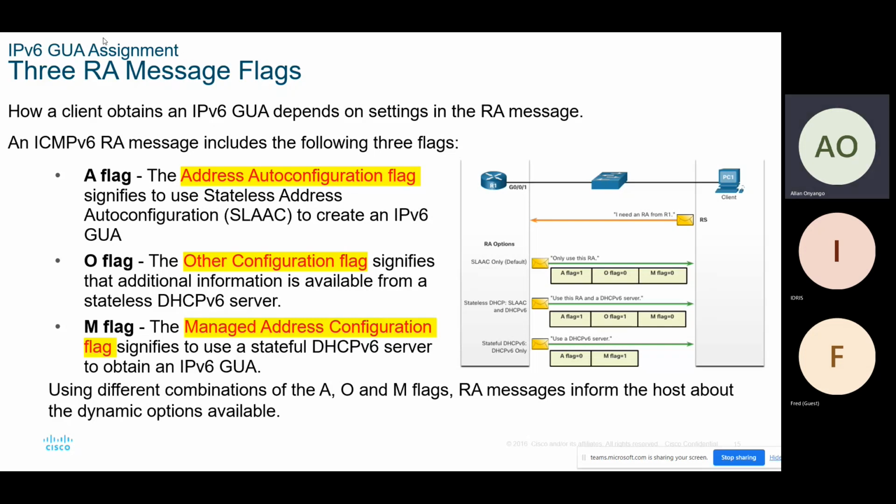So the formula is either 100, 110, or 001. It means A only is SLAAC; A and O equal to 1 is SLAAC with stateless DHCPv6 server; or M is equal to 1 and A and O both equal to 0, which is stateful DHCPv6 server. So 100, 110, and 001. I hope you guys are able to get that.